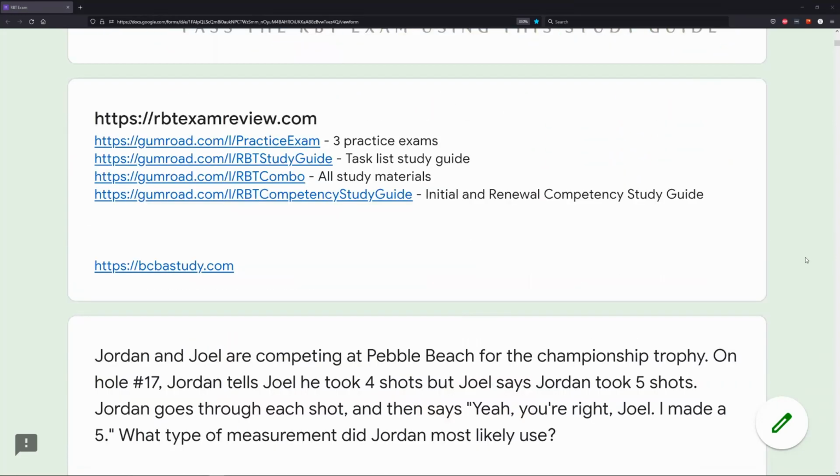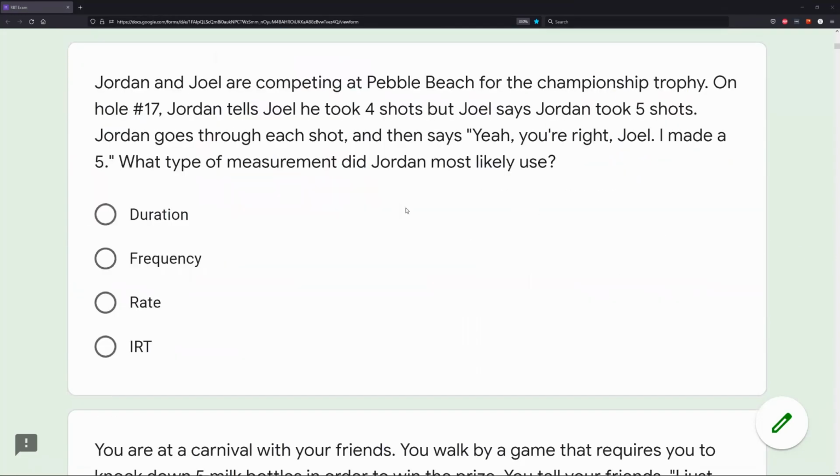Let's get to our questions. Question 1. Jordan and Joel are competing at Pebble Beach for the championship trophy. On hole 17, Jordan tells Joel he took 4 shots, but Joel says Jordan took 5 shots. Jordan goes through each shot and then says, "Yeah, you're right, Joel. I made a 5." What type of measurement did Jordan most likely use?